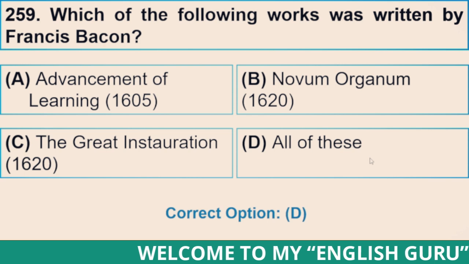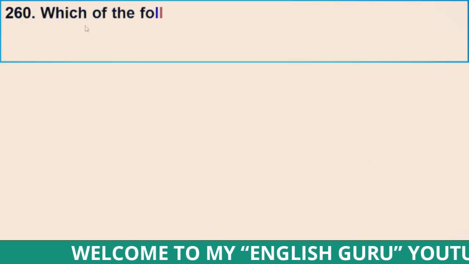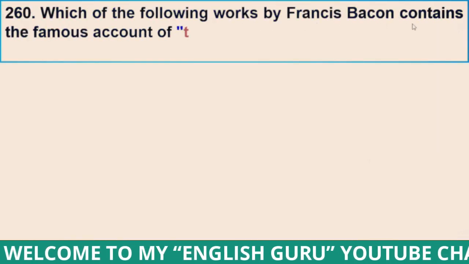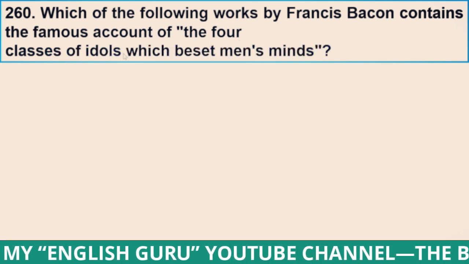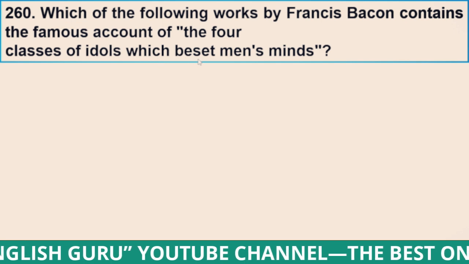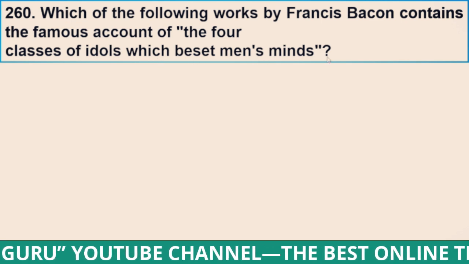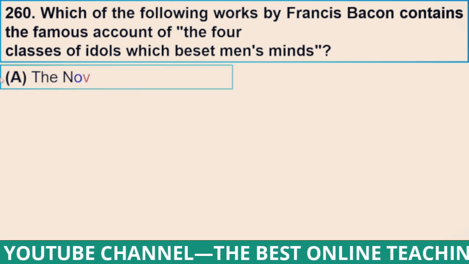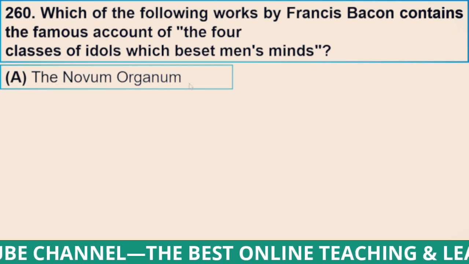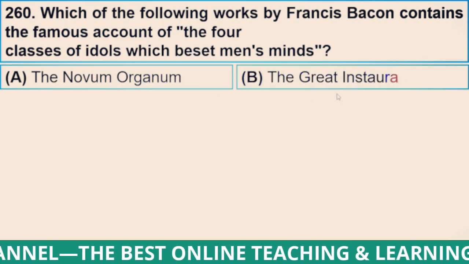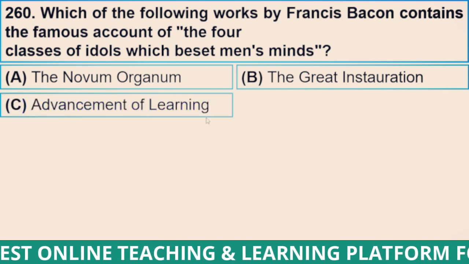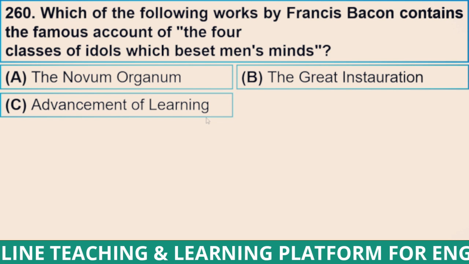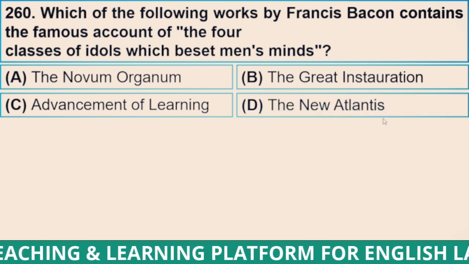Alright. Now next question. Which of the following works by Francis Bacon contains the famous account of the four classes of idols which beset men's minds? Let's see the options. Option A, the Novum Organum. Option B, the Great Instauration. Option C, Advancement of Learning. And option D, the New Atlantis.